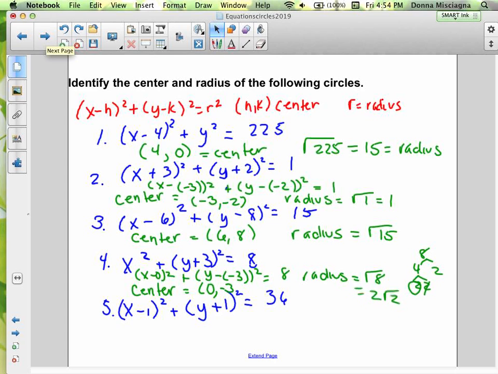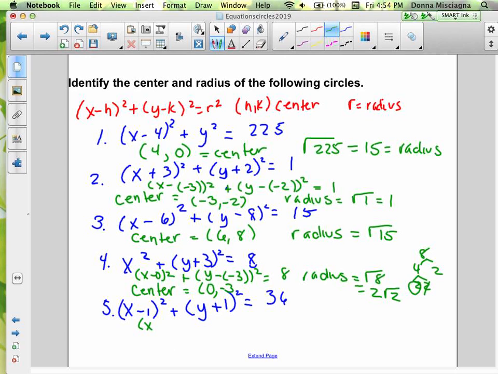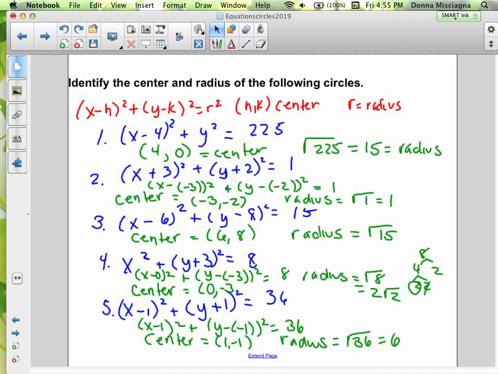Right. And then the last one in this video. Right, so we have x minus 1 squared, that's all good. But we see y plus 1, so that's really y minus a negative 1. Right, so that means that the center is (1, -1), and the radius is the square root of 36, or 6. Right, so easy peasy lemon squeezy.